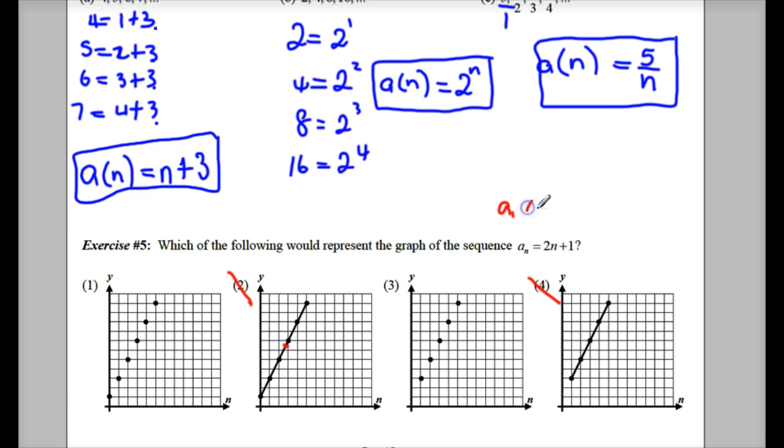So a1, what do I get? 2 times 1 plus 1. This is 2 plus 1, so at 1 it's 3. So here at 1 it's no. So bam, there you go. At 1 it's 3, which is my first point. Here it says at 1 it's 1. But at 1 you just substitute your values in.